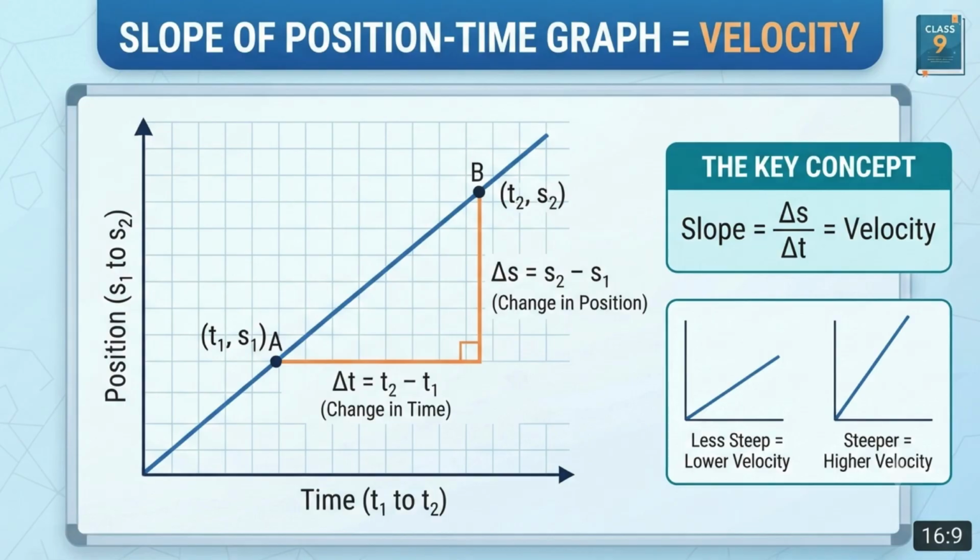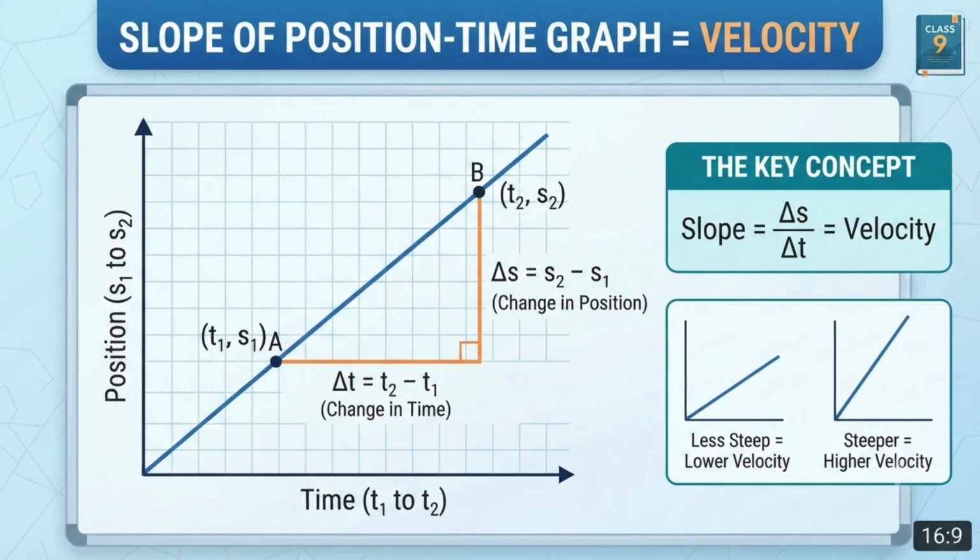Now here's the most important concept. The ratio of the change in position to the change in time is called the slope of the graph. In simple words, the slope tells us how steep the graph is. And in a position time graph, the slope represents the velocity of the object. So, remember this golden rule: slope of a position time graph equals velocity.